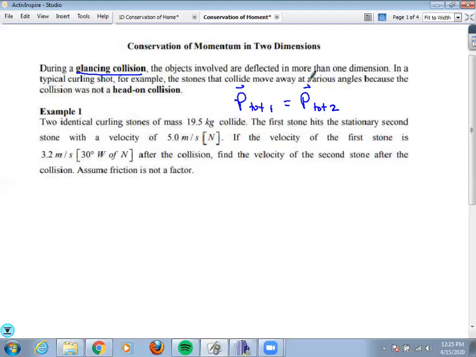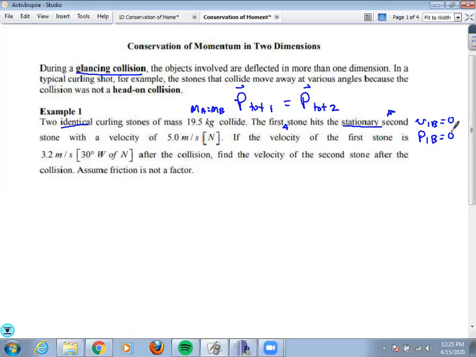2 identical curling stones of mass 19.5 kilograms. They're identical, which means the masses are the same. So MA equals MB. So we'll say the first stone is A, the second stone is B. So the first stone hits the stationary second stone. Stationary means V1B is 0. Therefore, the initial momentum of B is also 0.